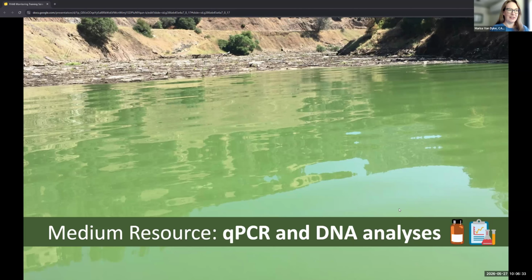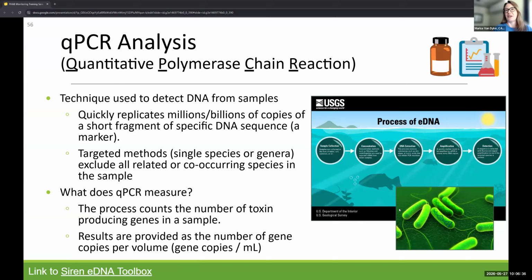All right. So in the medium category, we're going to get into DNA-based testing. And this may be new for many folks, or you've already used it in other monitoring approaches that you use outside of FHABs. So the first DNA-based test that we're going to go over leverages qPCR technology, and that stands for Quantitative Polymerase Chain Reaction. We don't necessarily always speak this out loud, the whole terminology. We just call it qPCR for short.